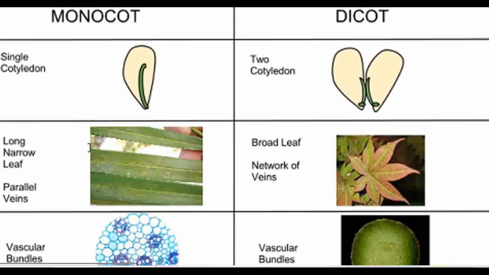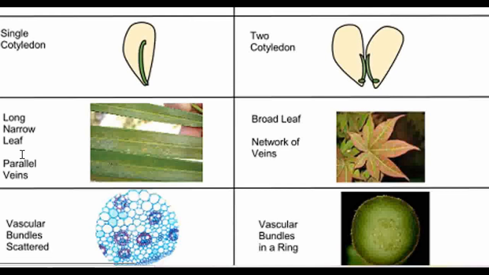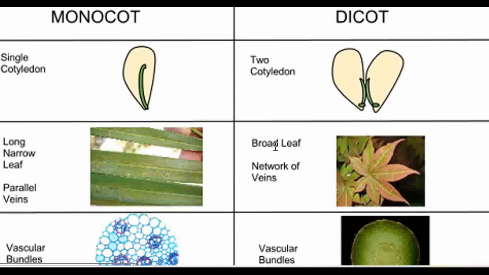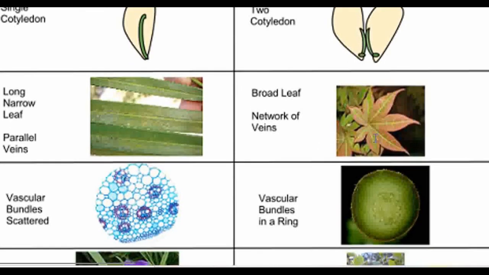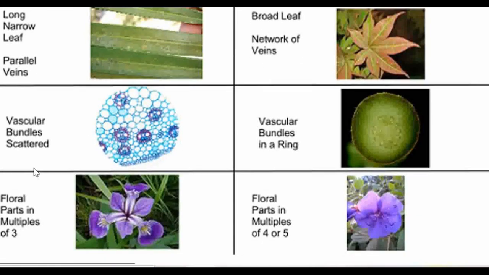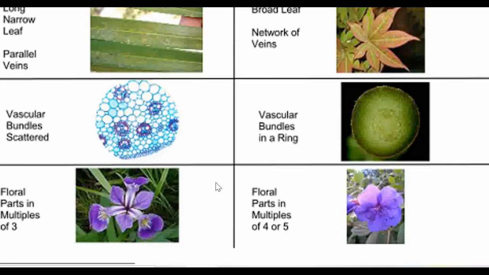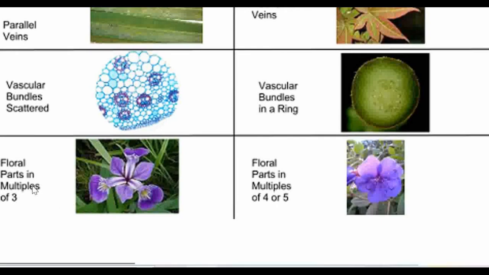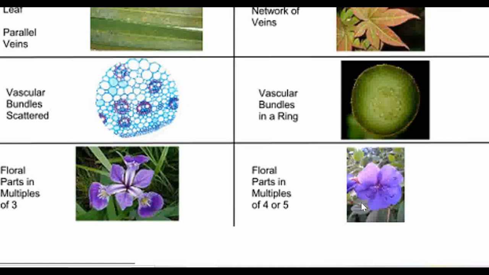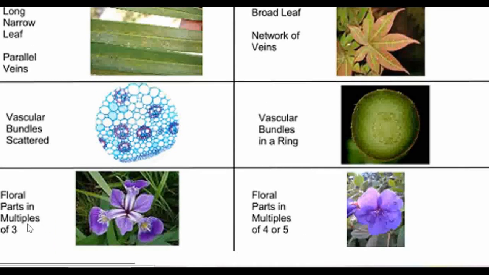We can see that monocot has long narrow leaves and parallel veins, while dicot plants have broad leaves and a network of veins. The vascular bundles are scattered for monocot, while the vascular bundles are in a ring for dicotyledon. The flower parts are in multiples of 3 for monocot, 1, 2, 3, and in multiples of 4 and 5 for dicot. So we have to keep this in mind. Monocot, flower parts in multiples of 3. Dicot plants, multiples of 4 or 5.